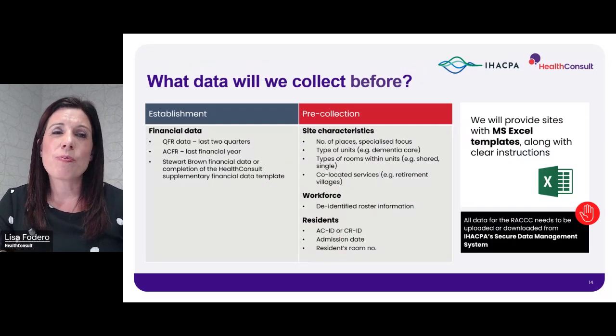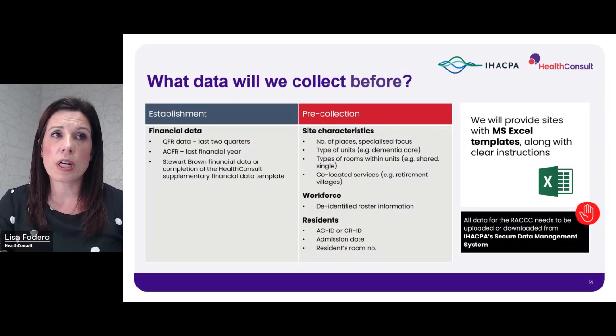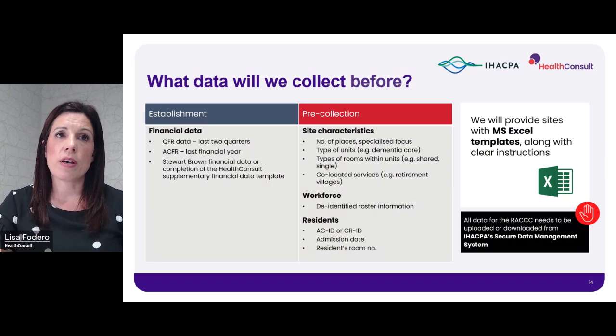But just to get into a bit more of the detail in terms of what all that data is. So the establishment data I mentioned is really financial data. So it's the QFR and the ACFR, which we are provided through IHACPA. Then the Stewart Brown or any other financial data that you may have, we are also happy to have a look at because it provides some explanatory information around your ACFR and QFR and some other little bits and pieces. But that's it for the establishment phase.